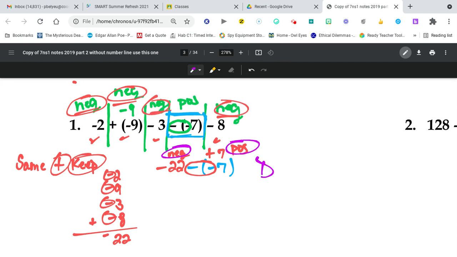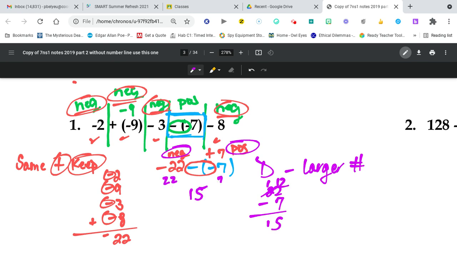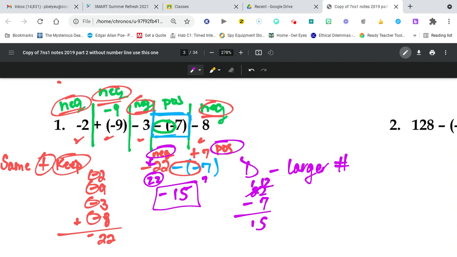They are different. So I'm going to subtract and take the sign of the larger number. Well, 22 minus 7 is 15. But here I have a 22. Here I have a 7. 22 is larger, and the sign in front of it is negative. So this would be negative 15. You just look at which number is larger and keep that sign, the sign that sits in front of it, okay?